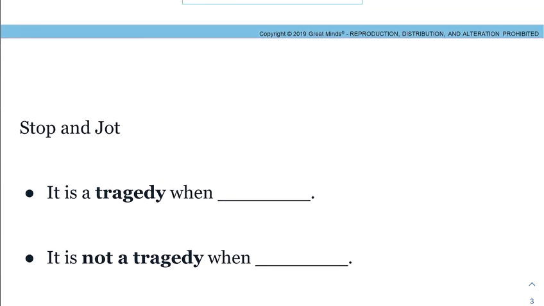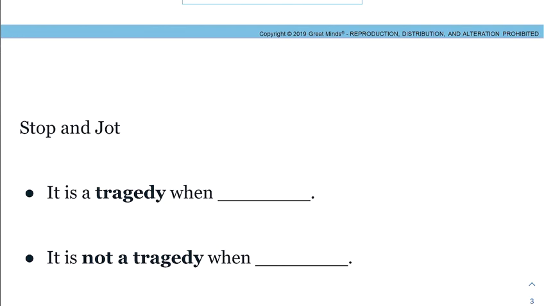Let's think about what a tragedy is and what a tragedy is not. So examples of tragedies and not tragedies. For example, it is a tragedy when someone gets struck by lightning. It is not a tragedy when you come up to a steep mountain. It would be a tragedy if your wagon broke and rolled all the way down the mountain and crashed. It would not be a tragedy to make it to the top of the mountain.